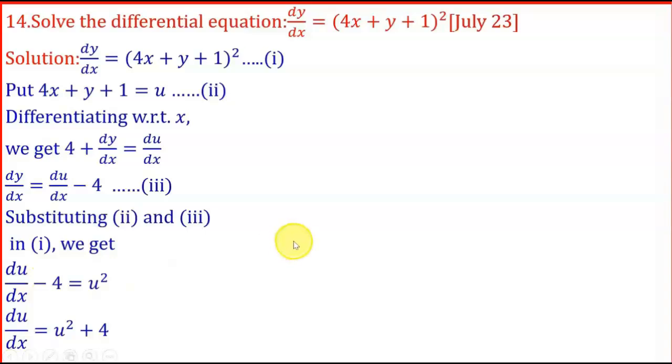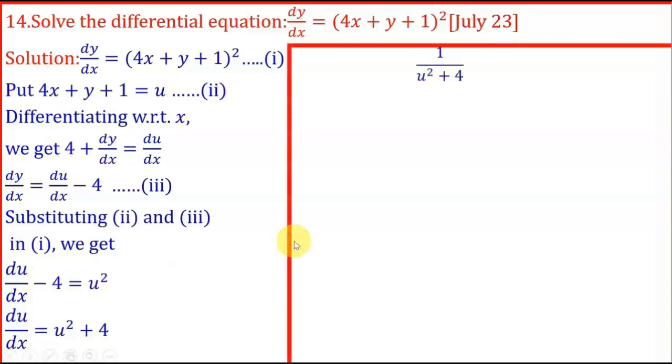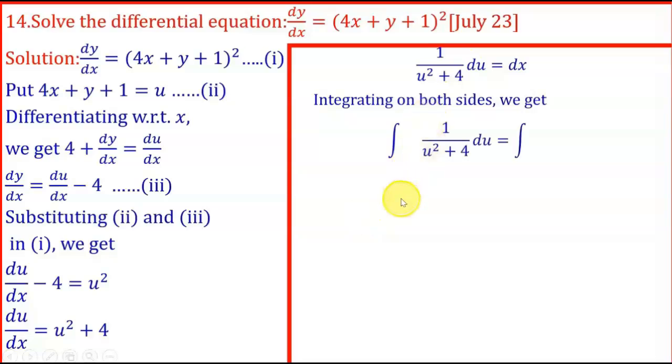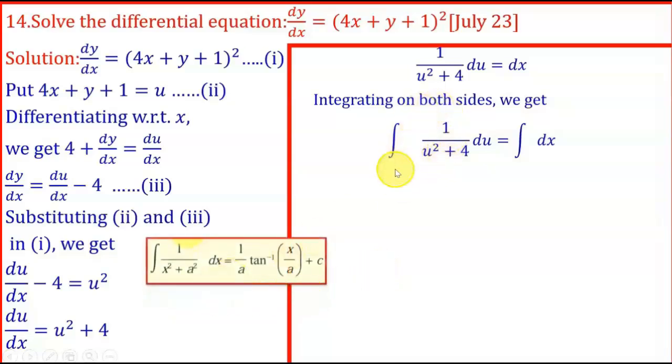du by dx is equal to u square plus 4. Then you will have 1 upon u square plus 4 into du is equal to dx. Integrating on both sides, you will have the integral of 1 upon u square plus 4 into du is equal to the integral of dx. What about the integral of 1 upon u square plus 4?